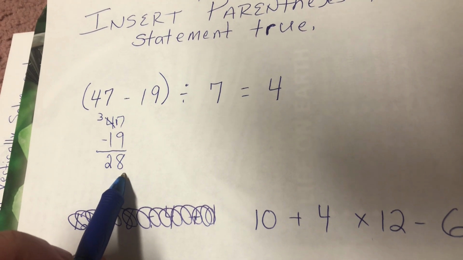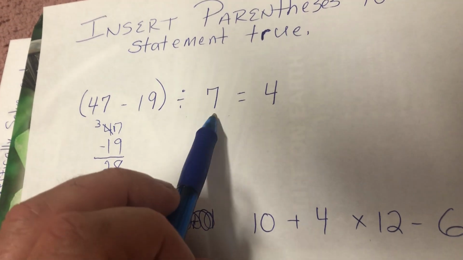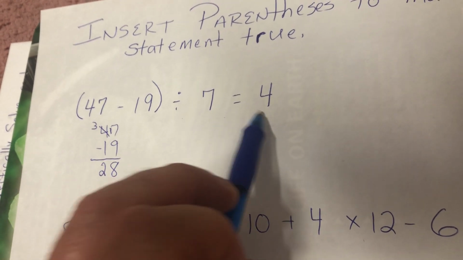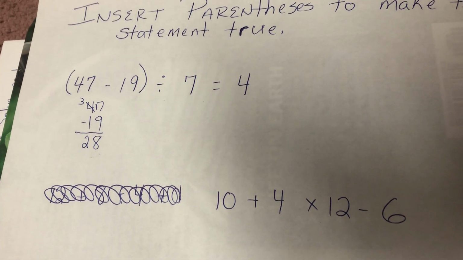That leaves me with 28 divided by 7. Well, what is 28 divided by 7? 28 divided by 7 is 4. So I want my parentheses there. Got it right the first time.